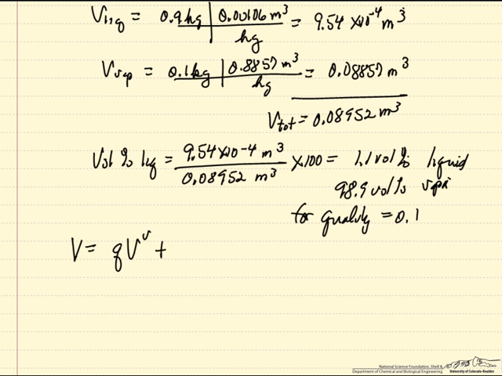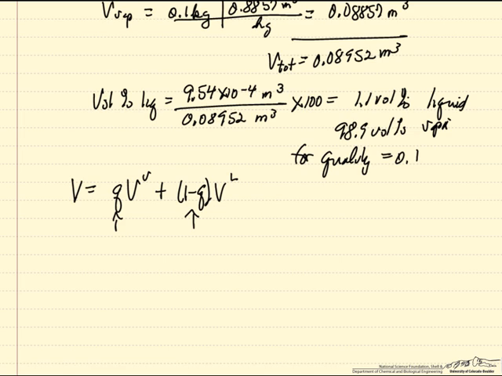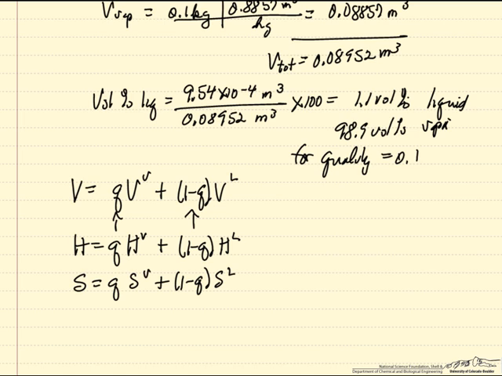The final thing then to mention about quality is we calculate the volume from quality by using the volume of the vapor, the total volume, and the volume of the liquid. So the fraction that is vapor, Q, and 1 minus Q, is the fraction that is liquid. And we can do the same thing for enthalpy, where we're using values from the steam tables for specific enthalpies. Same thing for entropy and any of the other state variables.